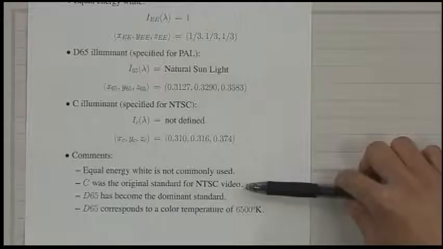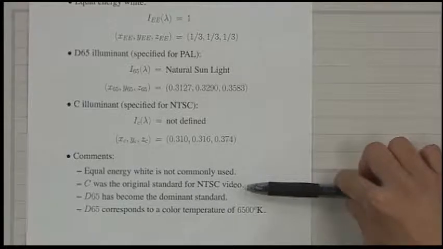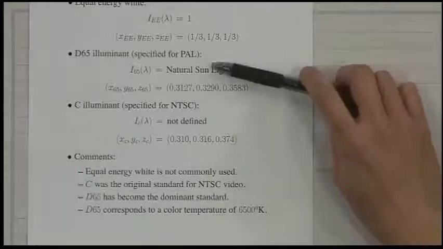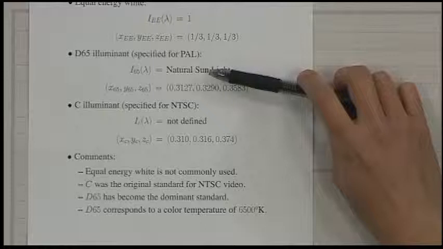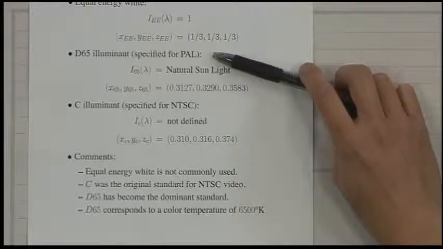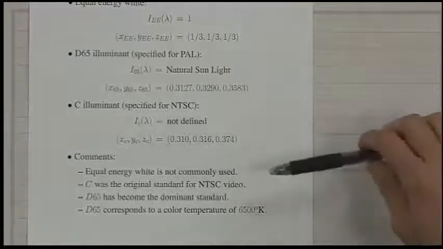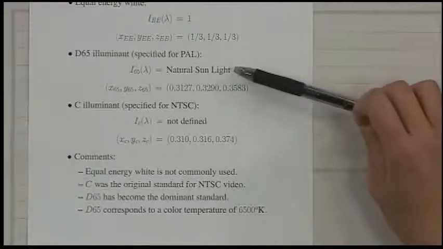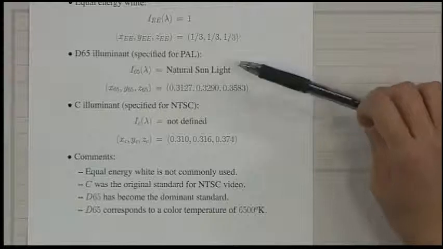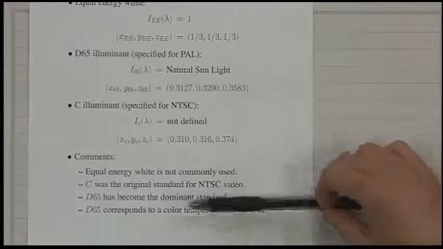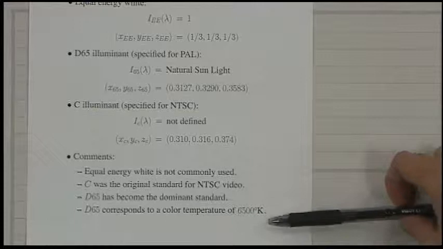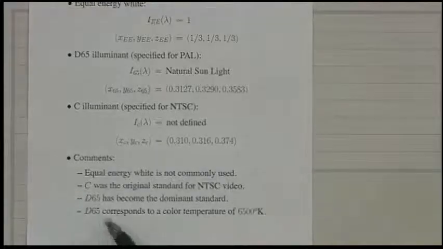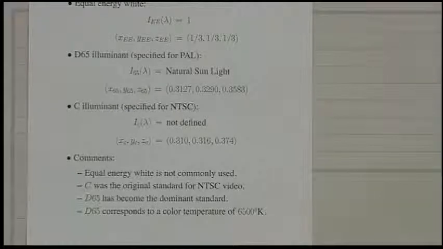C is for the original standard NTSC video. D65 is actually the much more dominant standard for white points these days. Although it is defined based on natural sunlight color, people also find that this color is very close to the color temperature 6500 Kelvin. So this is basically where the name D65 comes from.